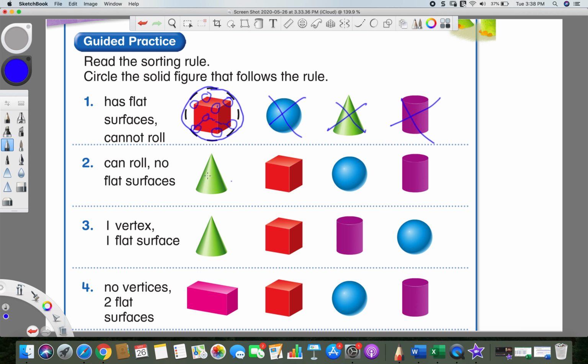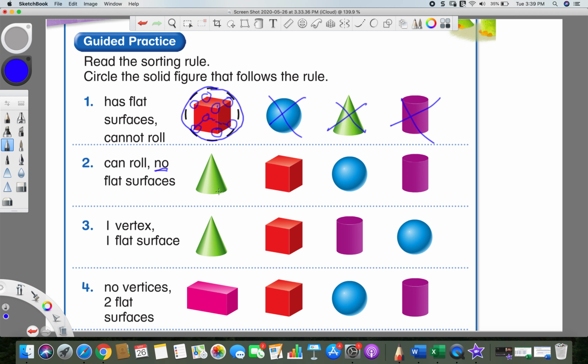Okay, let's go to number 2. Let's figure this out together. It says can roll. So it can roll around, it's allowed to this time, but no flat surfaces. Let's start right here with this cone. Ready? Can a cone roll around? It sure can. But remember, we don't want any flat surfaces. That's a big no for any flat surfaces.